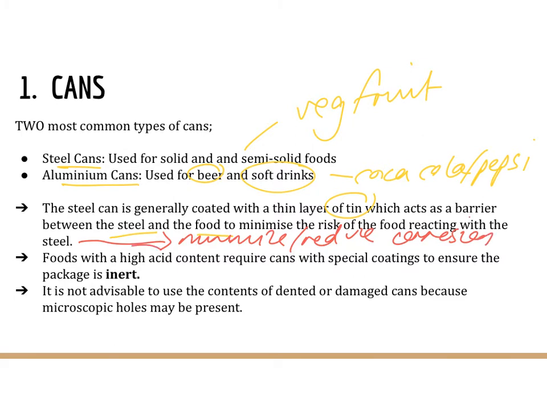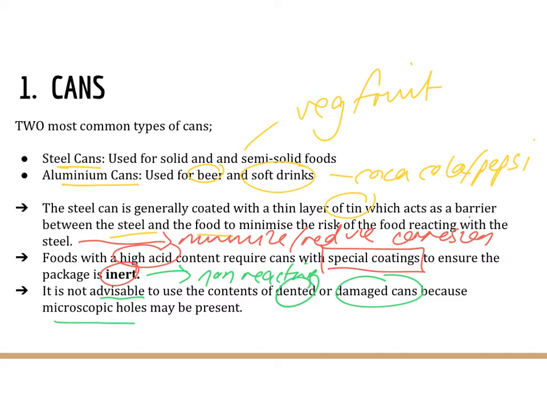Now, foods that have a high acid content also require a special coating which does ensure that the package is inert. Now, try and remember what that word inert means. We have used it before. The word inert means non-reactive. Another point is that it's not advisable to use the contents of dented or damaged cans because microscopic holes might be present. And this can lead to a foodborne illness such as botulism, and this is something we have already spoken about in class.